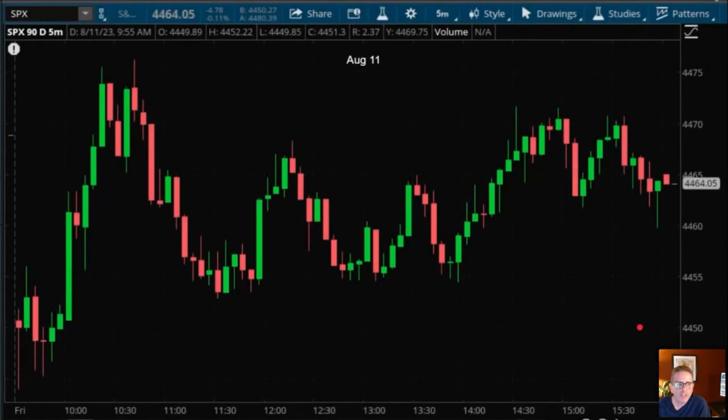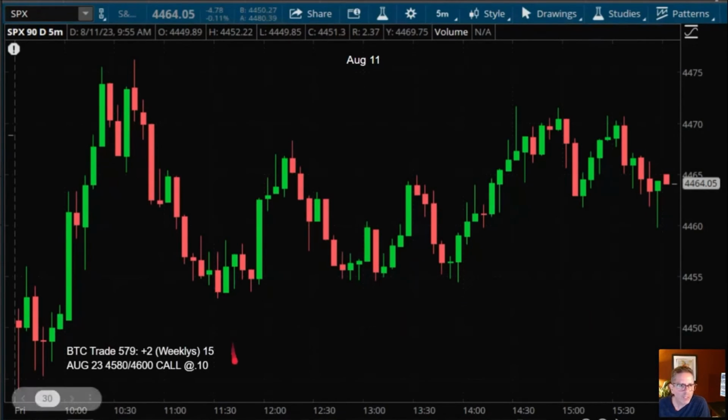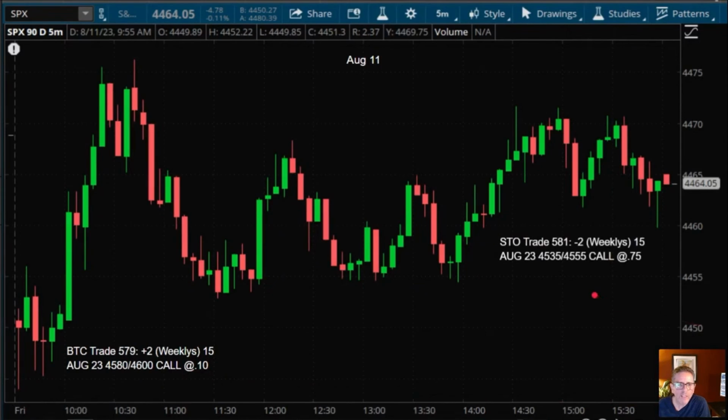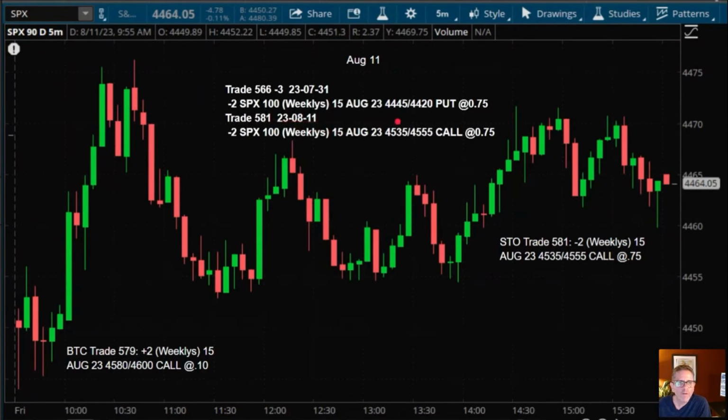So now, August 11th. August 11th, again, the market went down. So we closed this trade at 10 cents, and then we added an additional call spread for 75 cents. And now we have the 40.45, 45.20, and the 45.35, 45.55 call spread, okay? And this is where the market is just continually going down. So now we have a premium of 3.65.